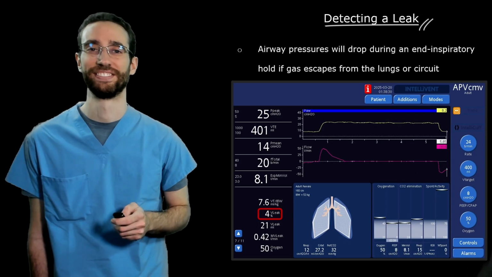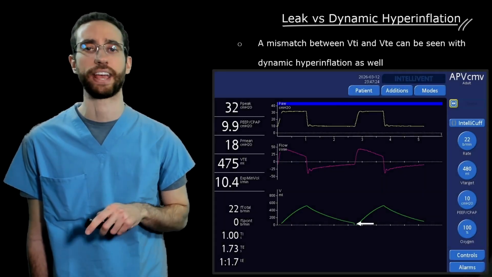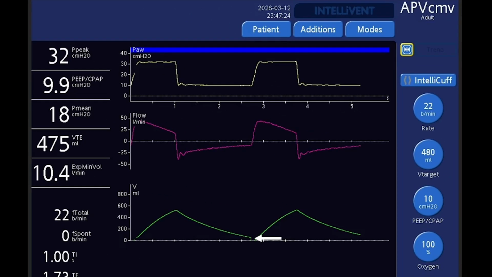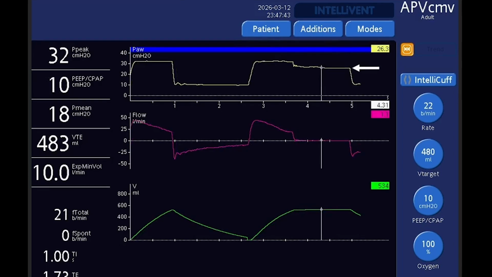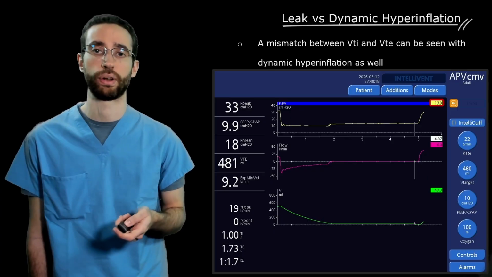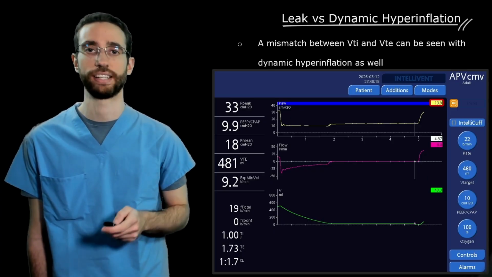an inspiratory hold. One last important point to make is that some mismatch between inhaled and exhaled tidal volumes, as you can see pointed by the white arrow here, can also be seen with dynamic hyperinflation. Expiratory flows that don't go back to baseline, a plateau that does not continuously drop, and the presence of auto-PEEP on an end expiratory hold suggests at least a component of dynamic hyperinflation explaining the difference, not only a leak.